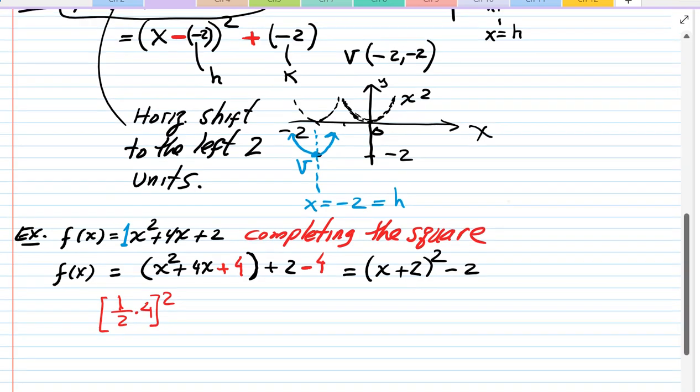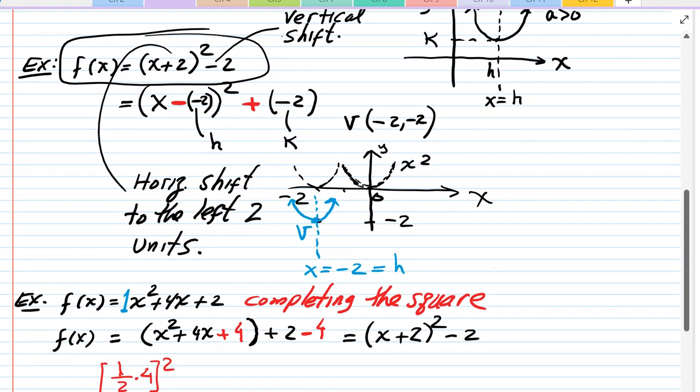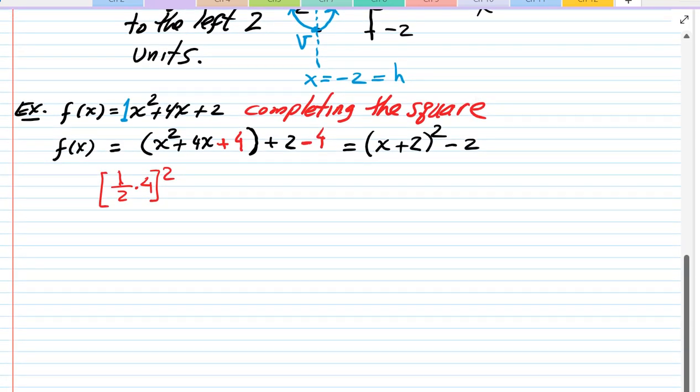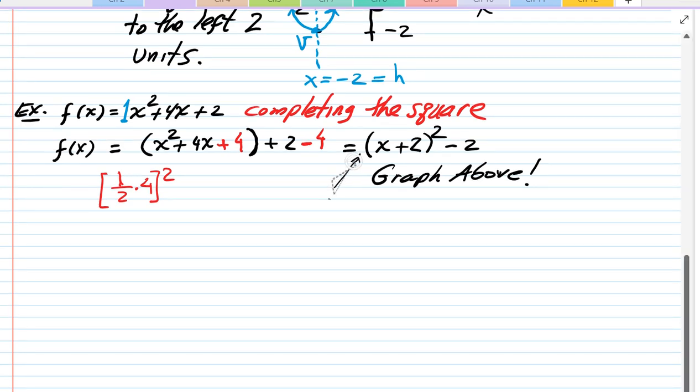Okay, so the graph is above. It's just coincidental. I'm just going to say graph above, so I don't have to walk you through the same steps. But at this point, if the numbers were different, you identify H and K and you decide whether the parabola opens up or down, and then you just graph it. Or you can use transformations.